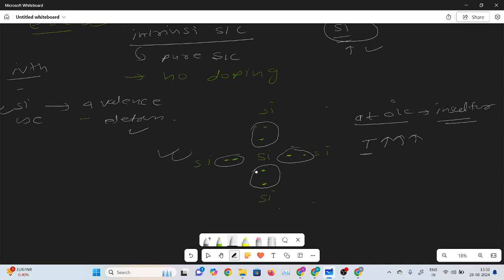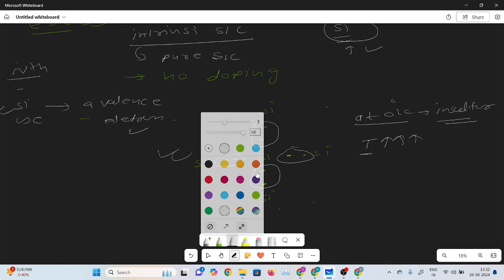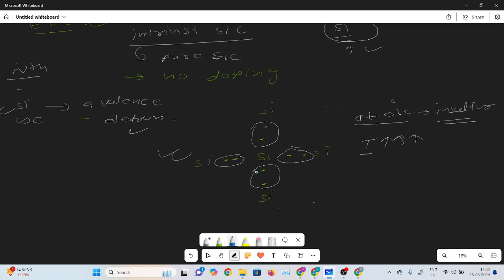But if we increase the temperature, meaning I am giving it energy, then it will behave as a conductor. How? If we increase the temperature, the electron will break the covalent bond and become free. Only the free electron is responsible for current conduction. So if we increase the temperature, the covalent bond breaks and the electron becomes free, and then it behaves as a conductor.